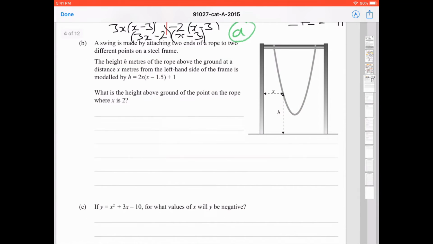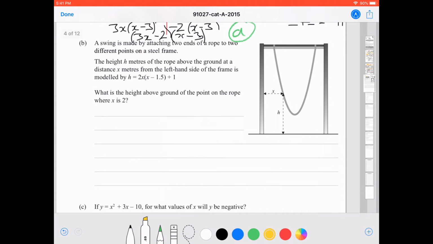Question 2b now. A swing is made by attaching two ends of a rope to two different points on a steel frame. The height h meters of the rope above the ground at a distance x meters from the left hand side of the frame is modelled by this equation, h equals 2x times x minus 1.5 plus 1. What is the height above ground of the point on the rope where x equals 2? So we've got this diagram here. We've got x and h.